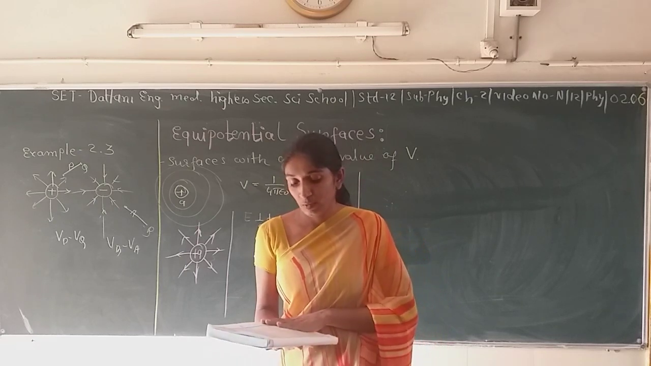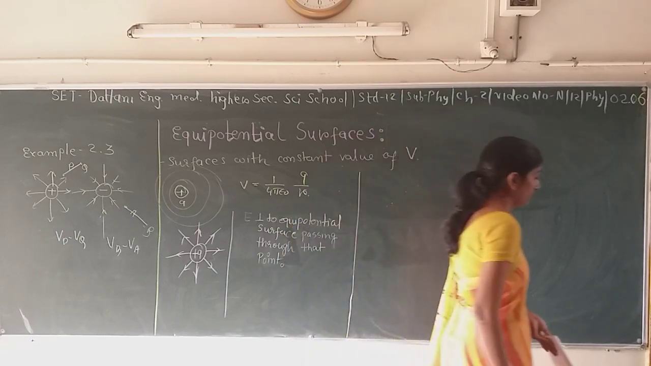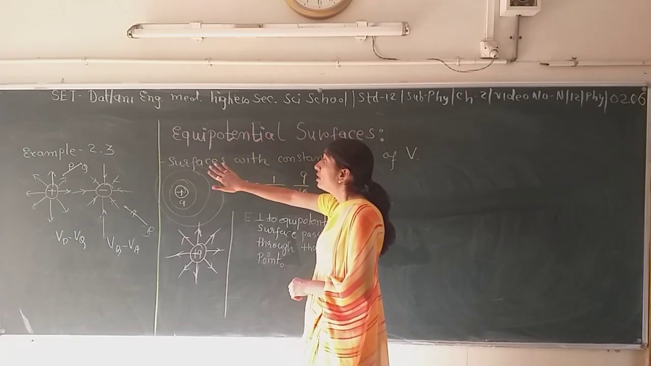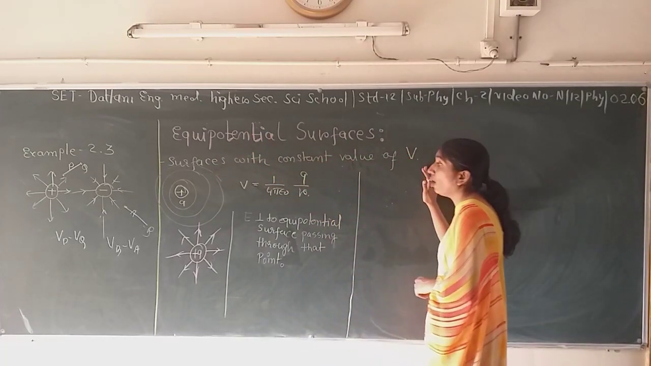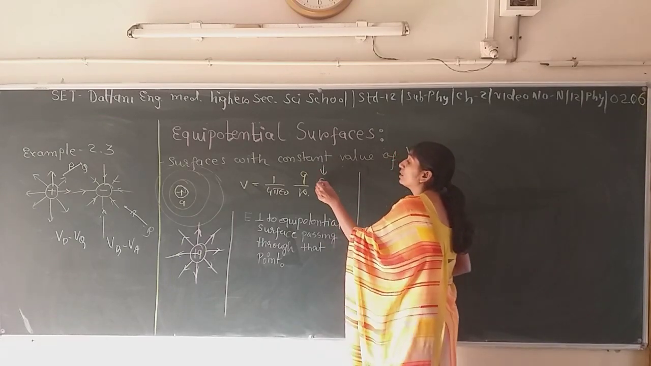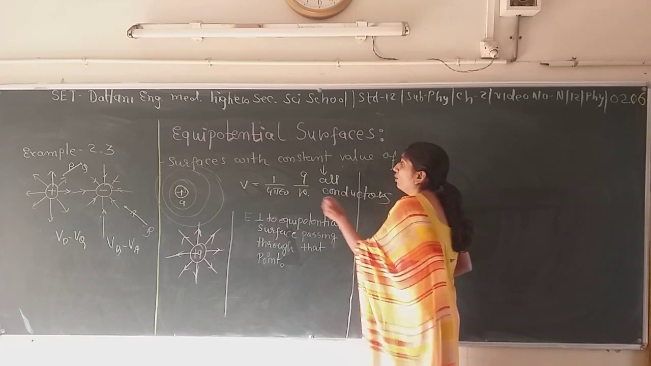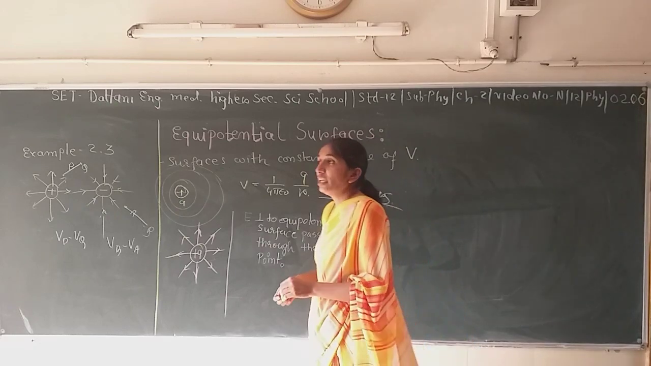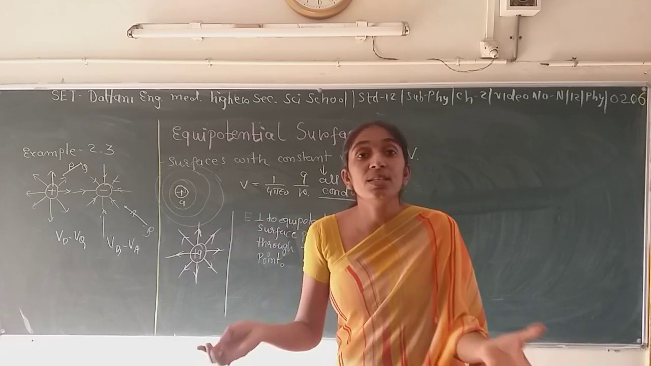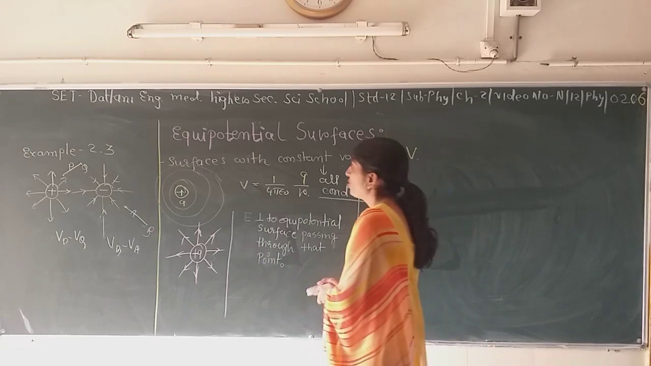Okay, so these are the questions. Next is equipotential surfaces. Equipotential surfaces means a surface with a constant value of potential on the entire surface. For example, all conductors have equipotential surfaces. That means as you give any charge to it, it is going to distribute it in such a way that there is an equal distribution of charges.